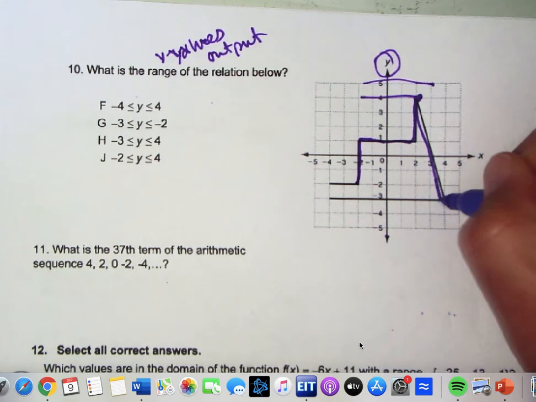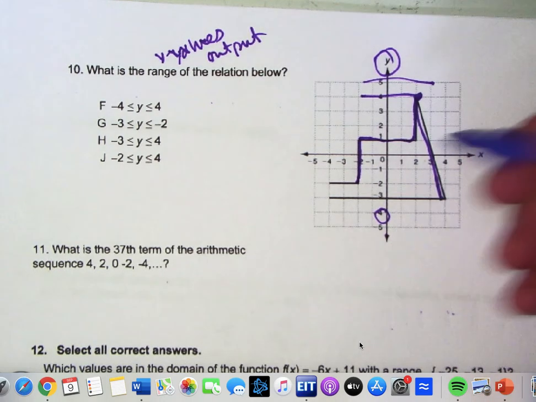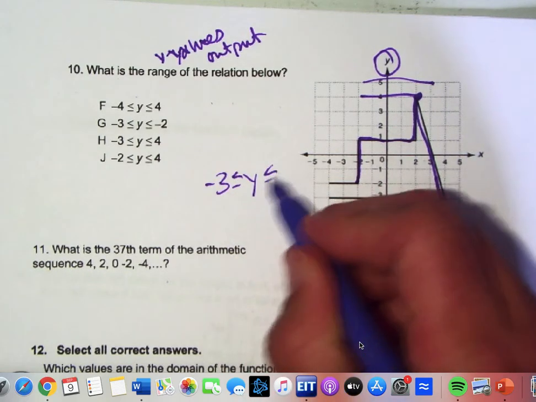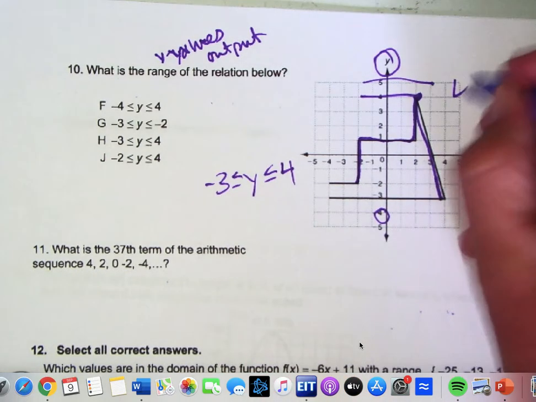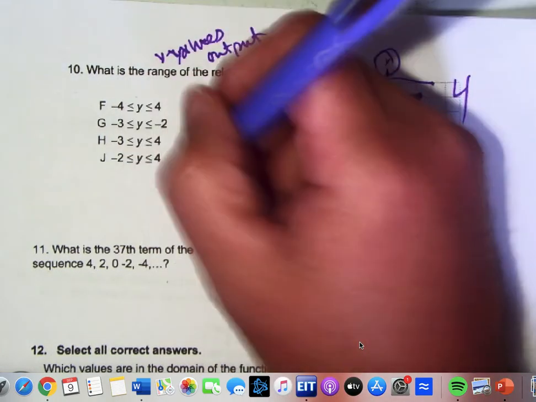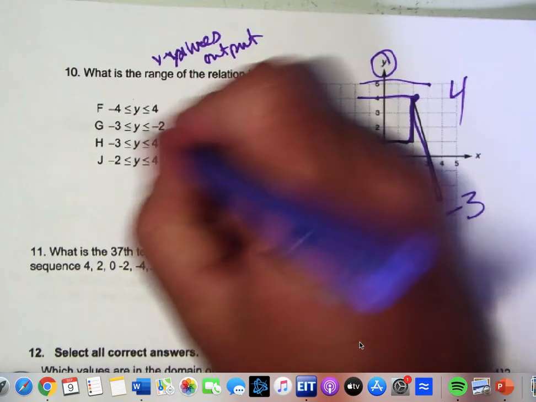-2 is used, -3, but nothing below -3 seems to work. So we're going to say that it's -3 less than or equal to y, which is less than or equal to 4. High is 4, low is -3, so between -3 and 4. Let's see, do we see it anywhere? Boom, right there.